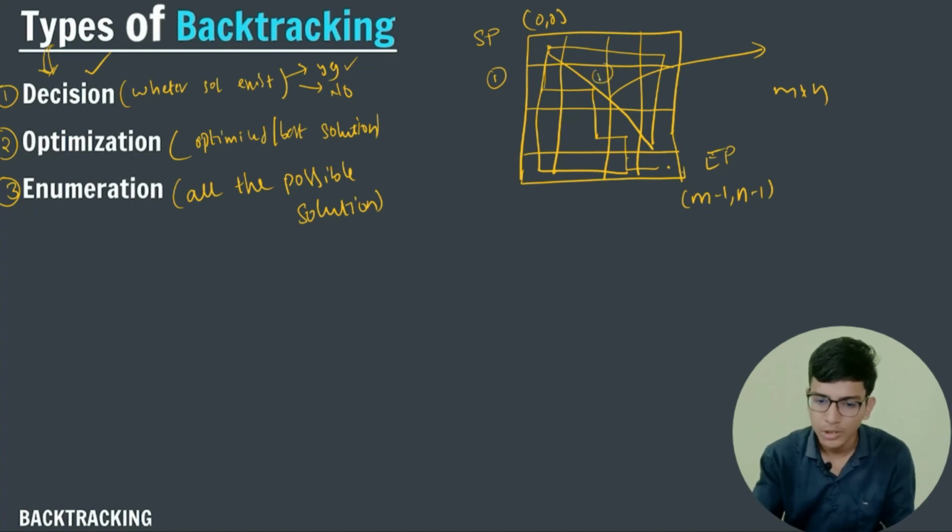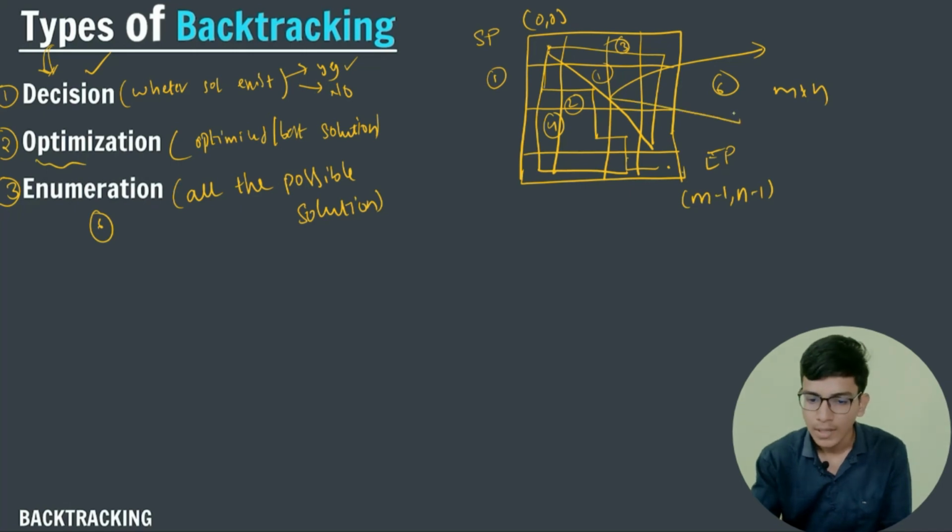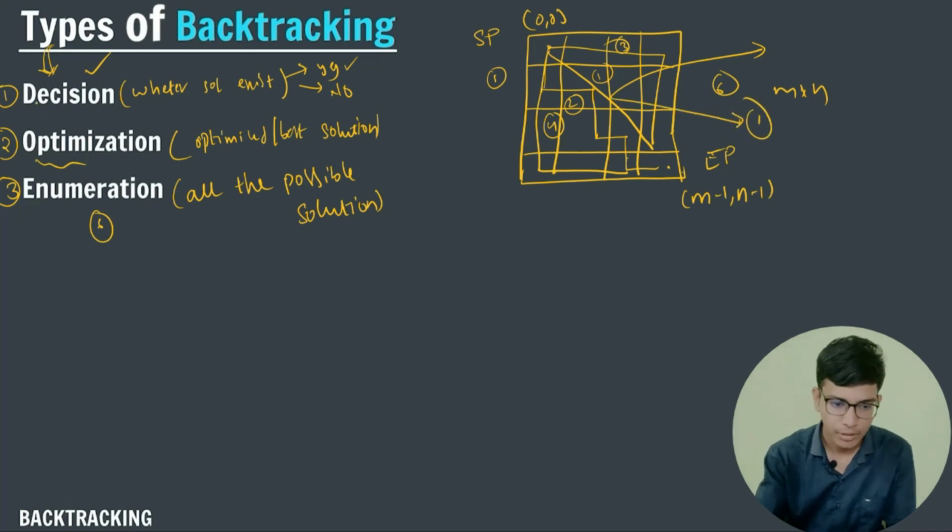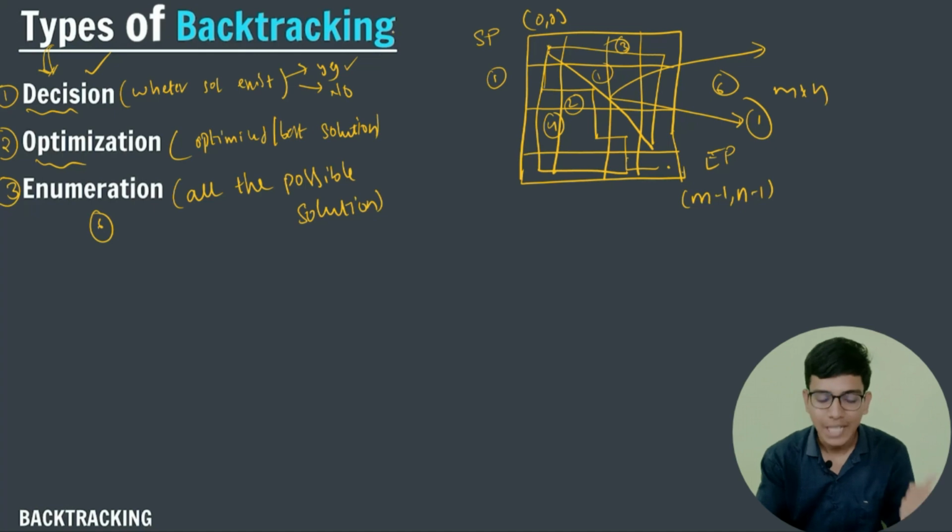So how many possible ways? For example, let us consider there are 6 ways possible from the ending point to the starting point. Then we will print 6 to our user. If the user has asked for the optimized solution, then we will print 1. If the user has asked just whether the solution exists or not, then we'll print yes if it exists, no if our solution doesn't exist. So these are the three different kinds of backtracking.